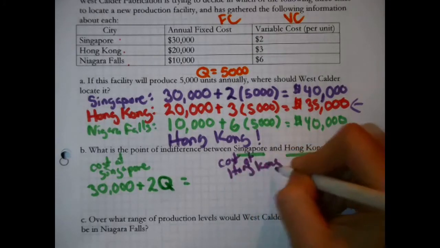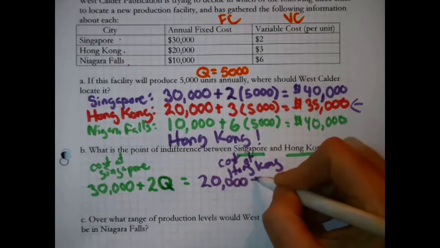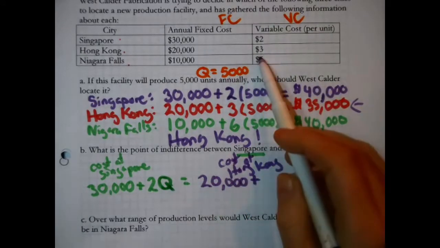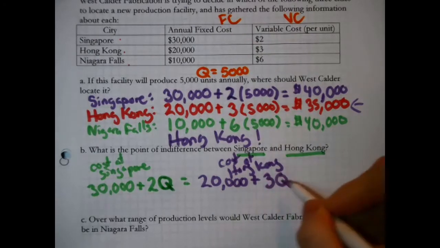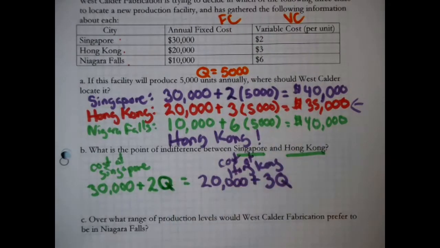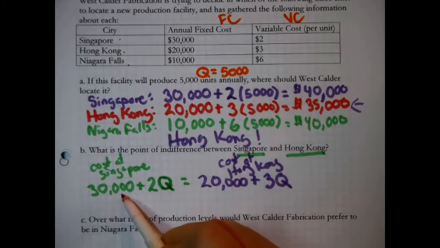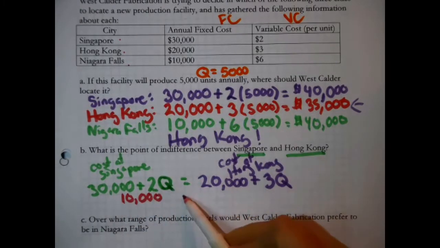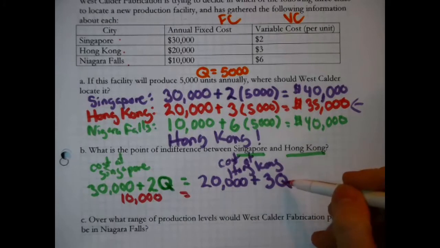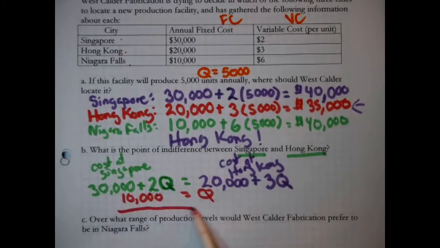well, that's the lower fixed cost, right? 20,000. How do you calculate the costs at that location? Plus $3, right, times the same Q. When would these two things actually be equal? That reveals the point of indifference. So this is what, subtract 20,000 from each side and subtract 2Q from each side. Oh, then that means I just revealed right there.